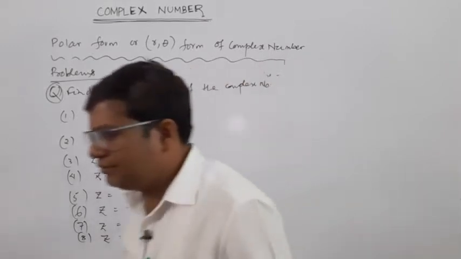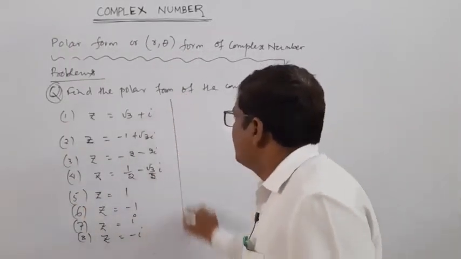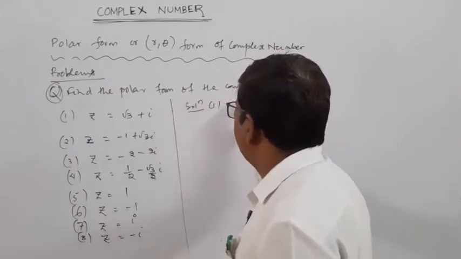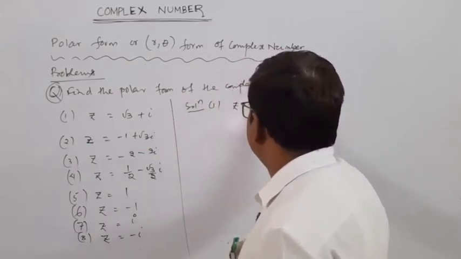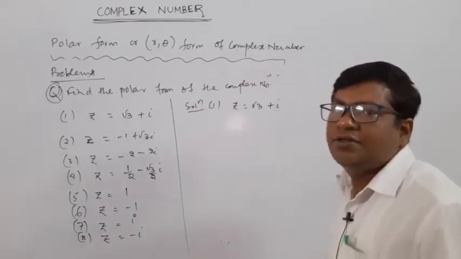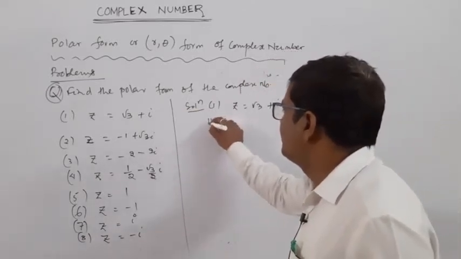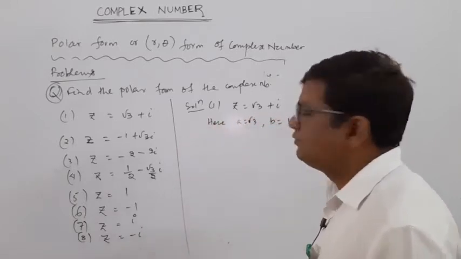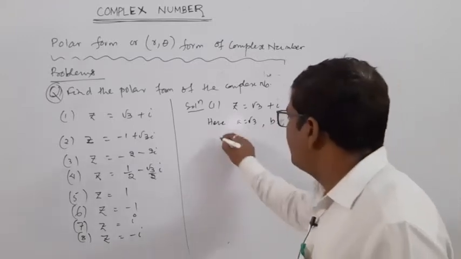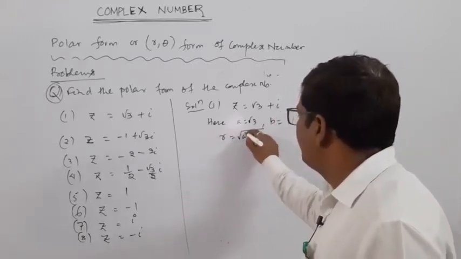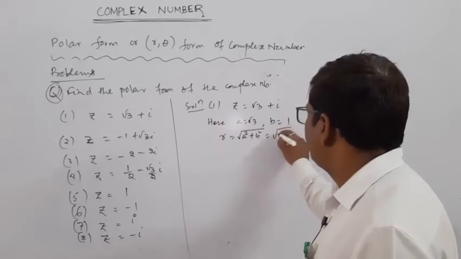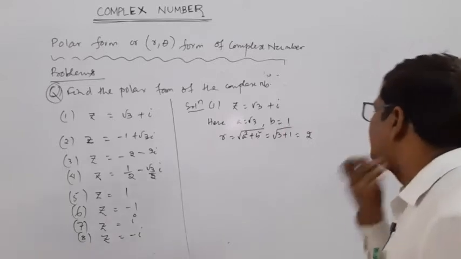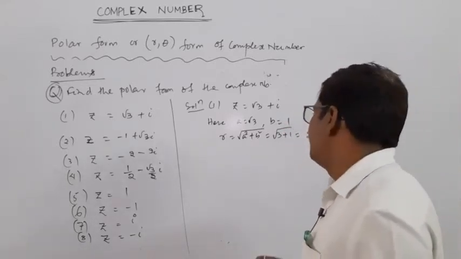Solution of the first question. Here z is equal to root 3 plus i. Here a is equal to the real part, that is a is equal to root 3, and b is equal to 1. Now r is equal to the square root of a square plus b square, that is 3 plus 1, that is 2. r cannot be negative because it is distance, length.